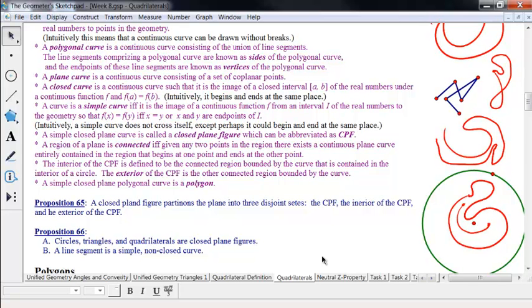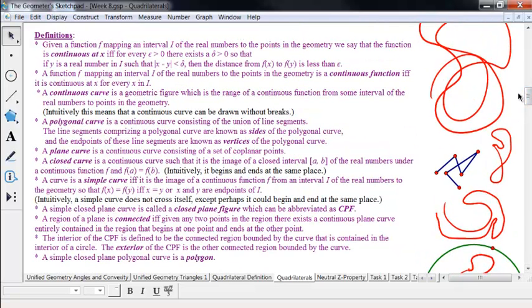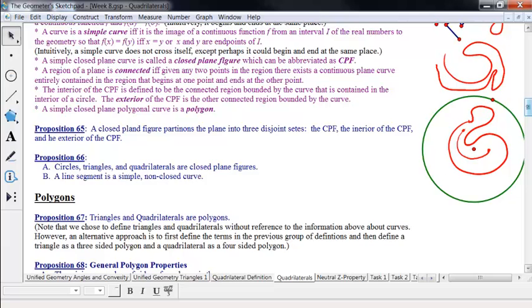So it takes a little bit more work to do this, but notice we've established some nice little hierarchy. We've got continuous curves, and under that we've got polygonal curves, plane curves, closed curves. Putting some of these things together, we eventually get our way down to polygons.